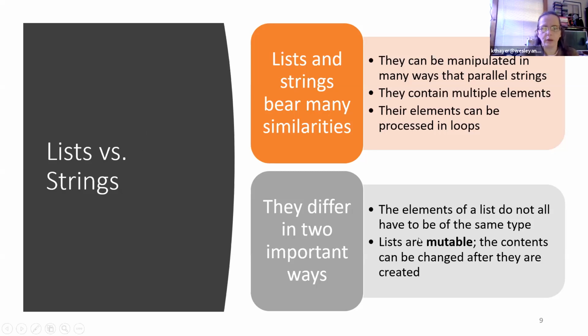However, there are 2 important ways that they differ, and that's that the elements of a list do not all have to be of the same type. So if you had some variable equals a string, inside the string you only get one type. It can only be a string. But lists can have compound types. Not that I'm saying that's a good idea, but you could have integers and strings as the items in your list. Lists are also mutable. That is, the contents can be changed after they are created.